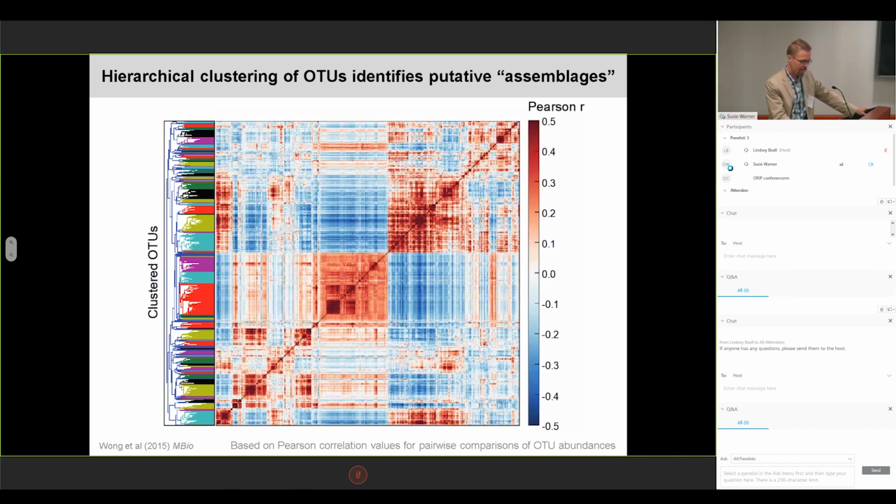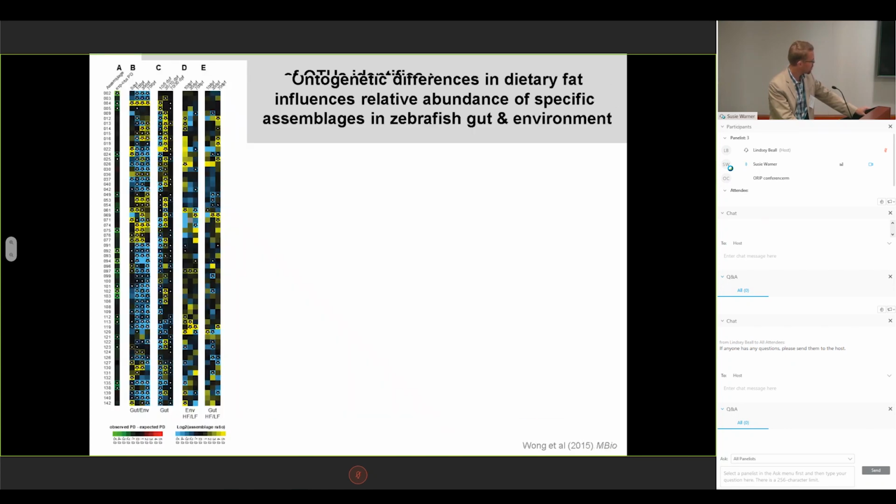So what we did was to take all those OTUs, those operational taxonomic units, and we performed hierarchical clustering to determine which OTUs sort of came and went together, right? So which of these OTUs co-occur with each other across the entire data set. And operationally, we're able to define a number of these clusters, which we'll call assemblages. And you can do some interesting things with these assemblages. I'm just going to show you a couple of examples.